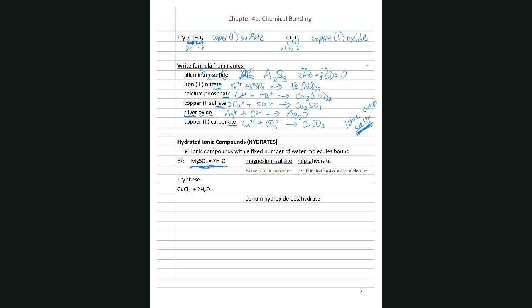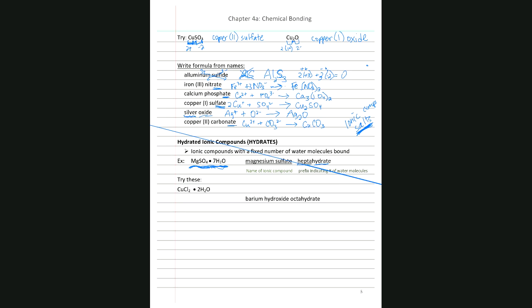The naming system for these is simply to use a prefix to indicate the number of waters in the hydrate. And then to indicate the waters, we say hydrate. So this would be called magnesium, sorry, magnesium sulfate heptahydrate. So we could do a couple more problems practicing naming hydrates.